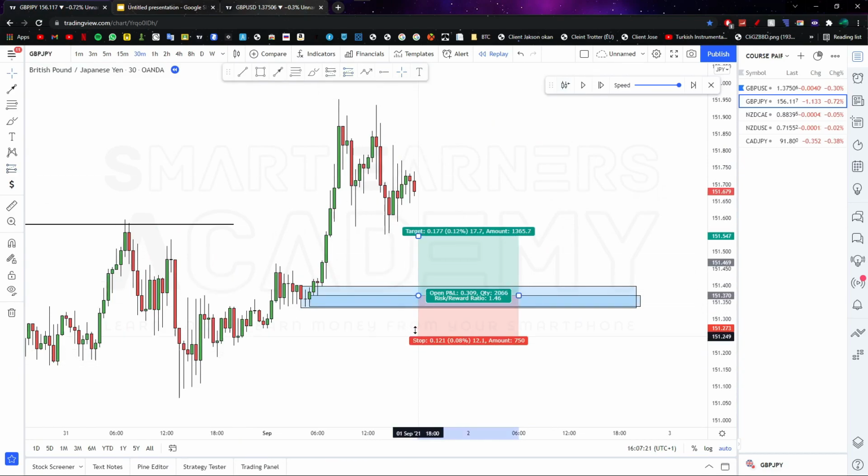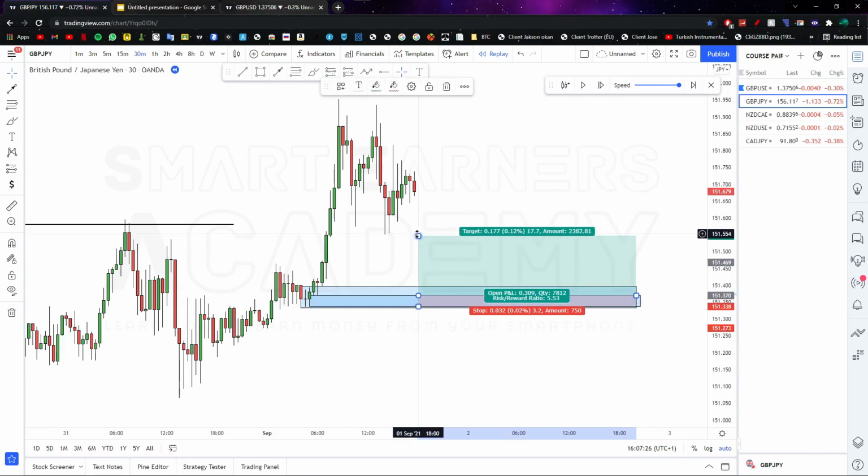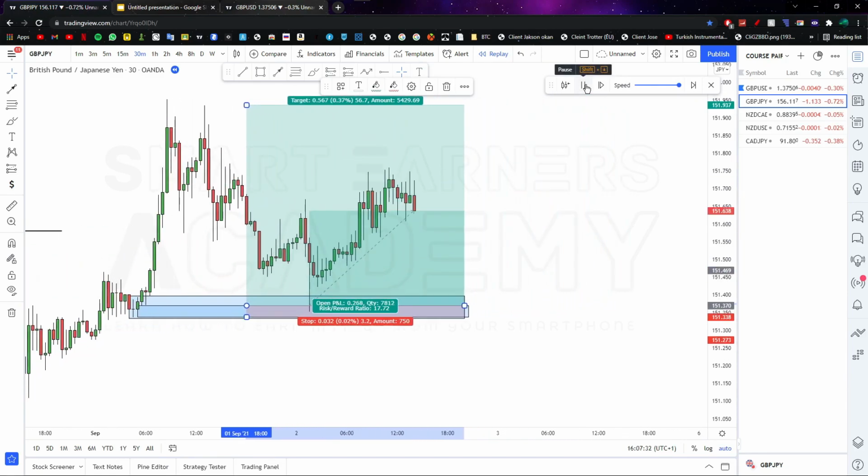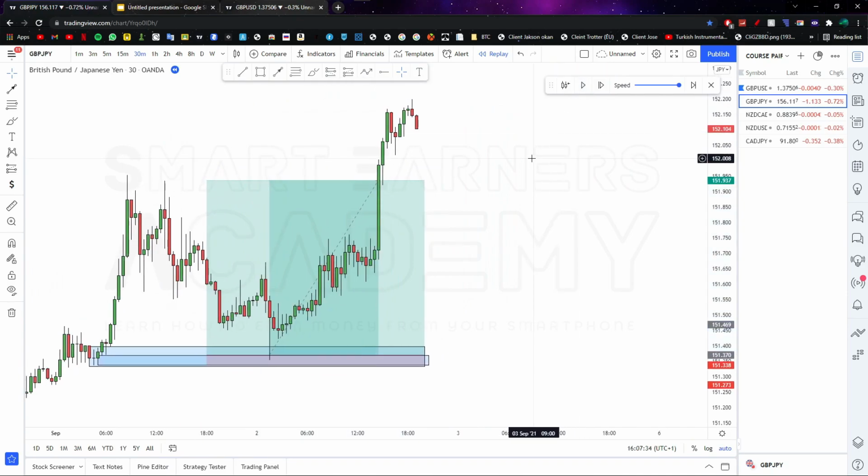If I just play it, price will mitigate this order block, triggers in, and then eventually it will hit take profit, right? So that's exactly what's going on in terms of our order block rules, and I'll see you guys in the next part.